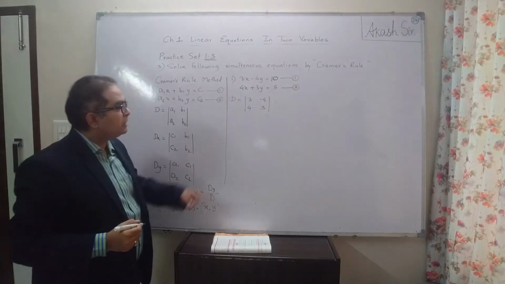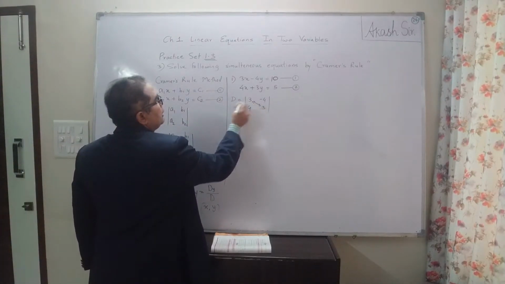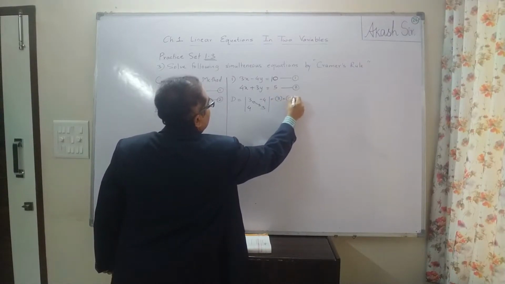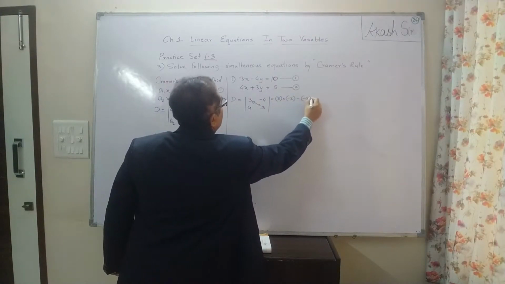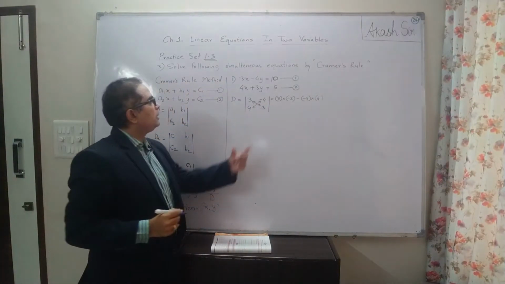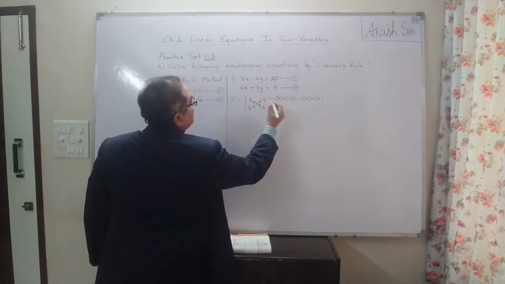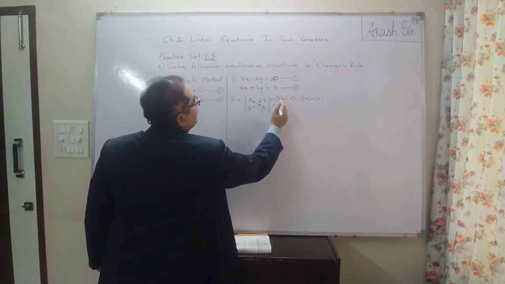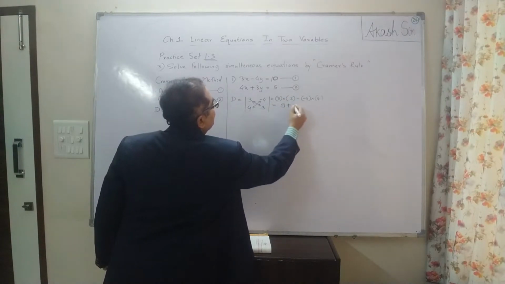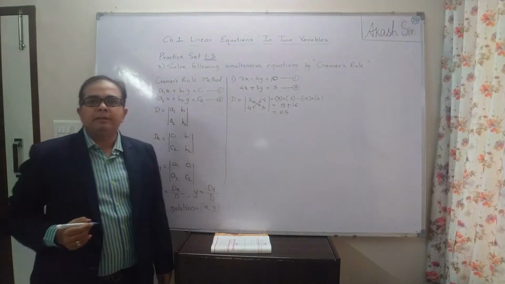Solve this. We just learned how to solve those determinants. 3 should be multiplied with 3, cross multiplication, and minus 4 will be multiplied with 4, cross multiplication. Correct? So 3 into 3, 3 3s are 9. Minus into minus is plus, 4 4s are 16. 16 plus 9, my answer is 25.